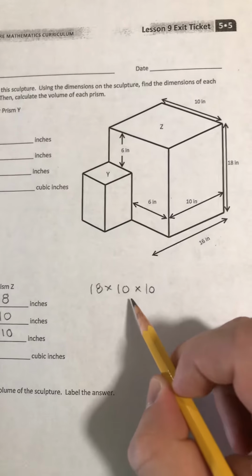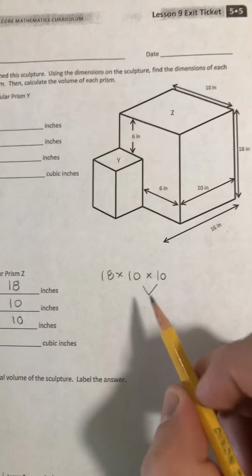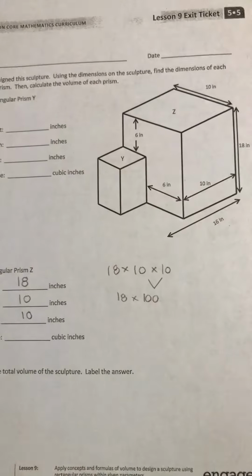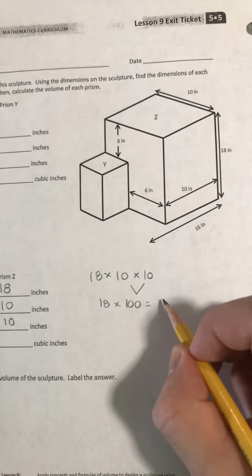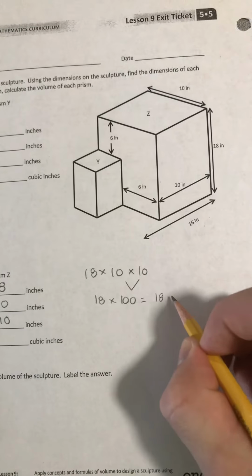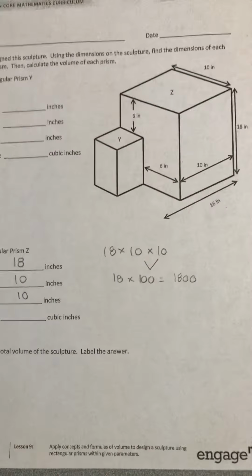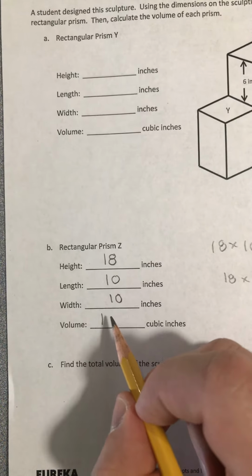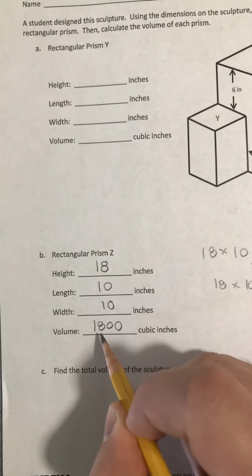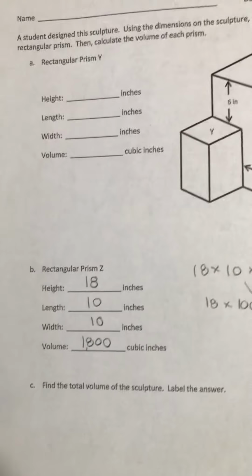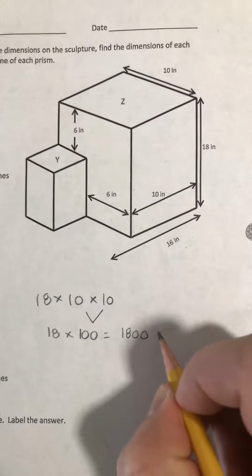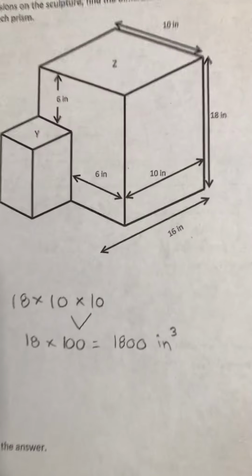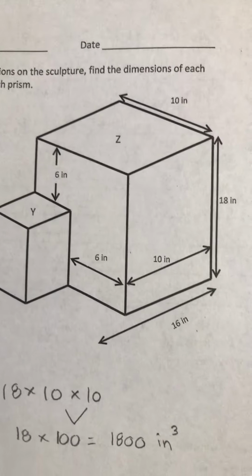Let's knock out the multiplication problem we know right off the bat. 10 times 10 is 100. So now we have 18 times 100. So 18 times 1 is 18. Add your two zeros in 100. Your answer for the volume of rectangular prism Z is 1,800 cubic inches. We can write it with a little 3 right there as well, just to know that that's the volume of rectangular prism Z.